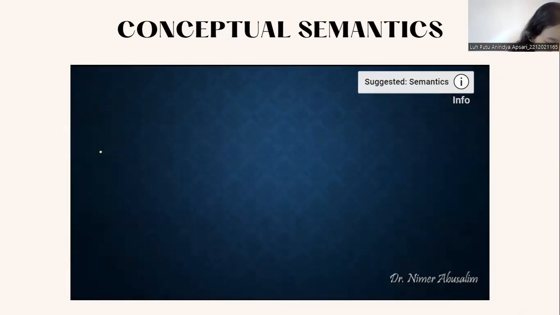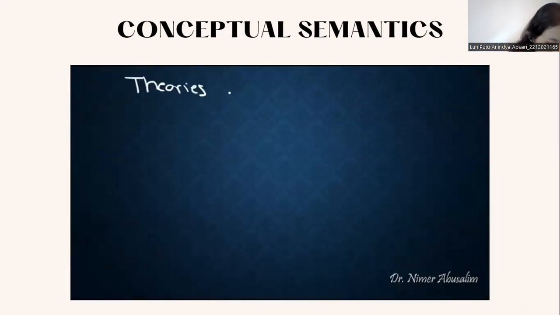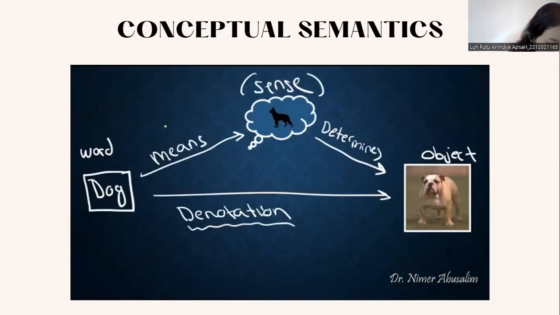Hello everyone and welcome back to another e-lecture on semantics. Our topic for today is theories of concepts. If you recall from our previous lecture, we discussed the semiotic triangle. We also discussed under the notion of reference that there were two theories of reference. One was the denotational theory and the other was the representational theory. The representational theory suggests that the word or a linguistic expression means a sense or a concept, a mental representation that we have in our minds.